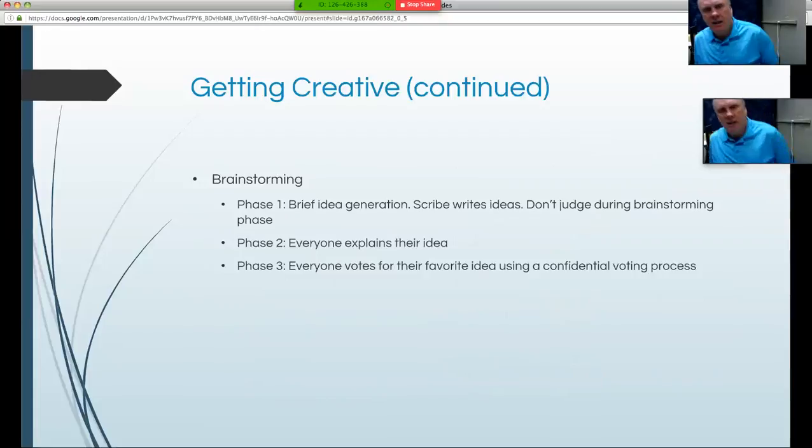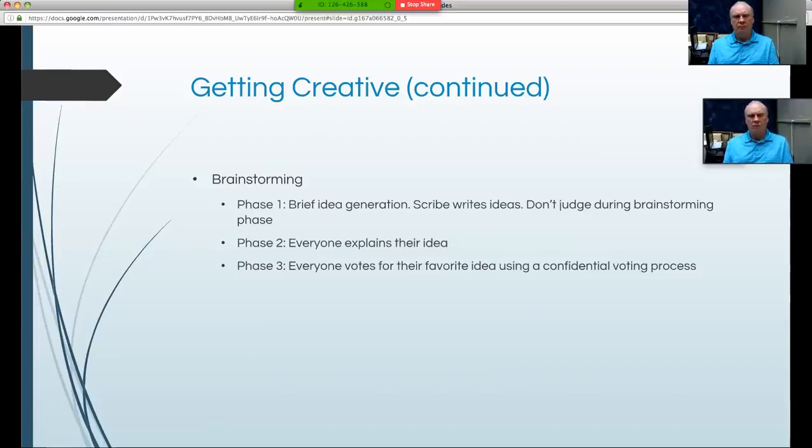Brainstorming is another technique for creativity. Phase one of brainstorming is in a group. You have a period of brief idea generation where the scribe writes down all the ideas that may come out of a 2-minute period of idea generation. Make sure not to judge the ideas at this brainstorming phase. Second, everyone gets the opportunity to explain their idea, and phase 3 is where everyone votes for their favourite idea using a confidential voting process. Make sure that people are not voting just to fall into favour with other group members' choices.